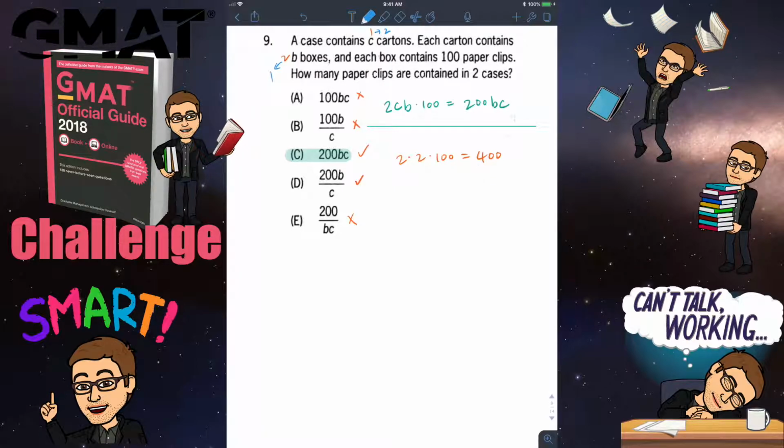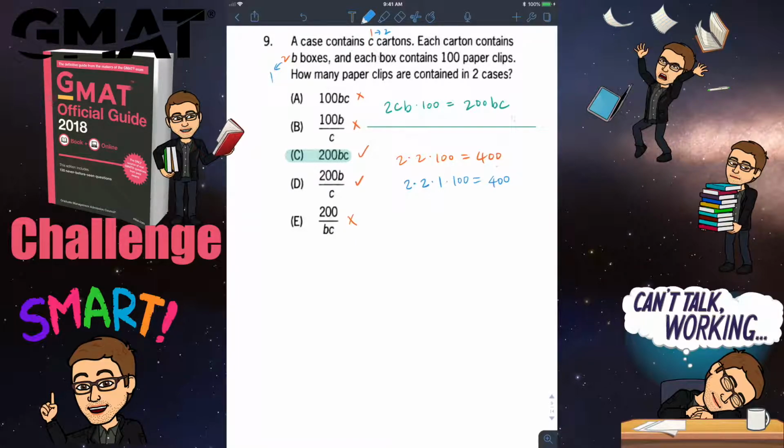If you follow the procedure, 2 cases will contain 2 times 2 cartons, so 4 cartons. Because each carton contains only 1 box, 4 cartons contain 4 boxes. And that means a total of 400 paper clips. So it's the same answer as before because I only switched the 2 numbers. But now we don't need to check A, B, or E because we already eliminated those answer choices. All you need to look at are C and D.